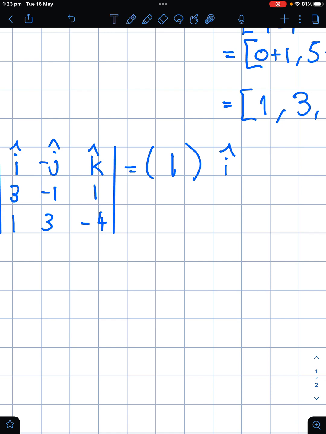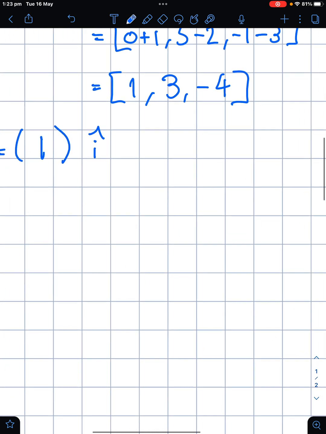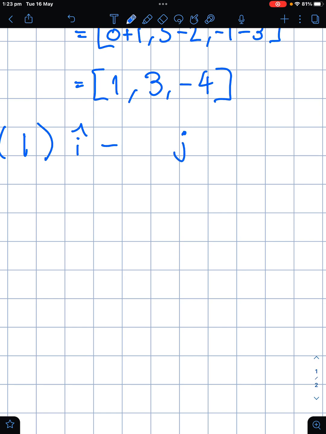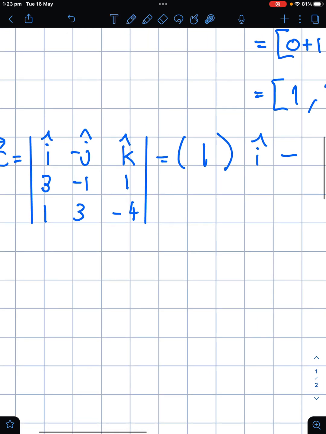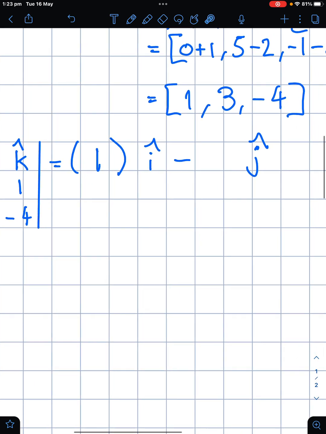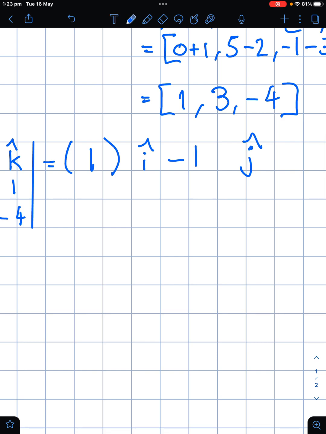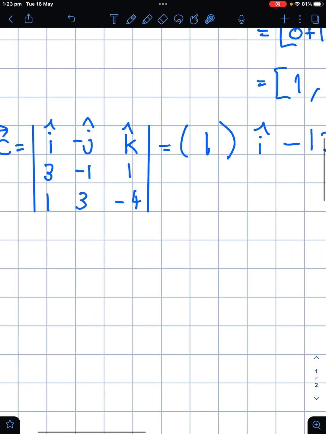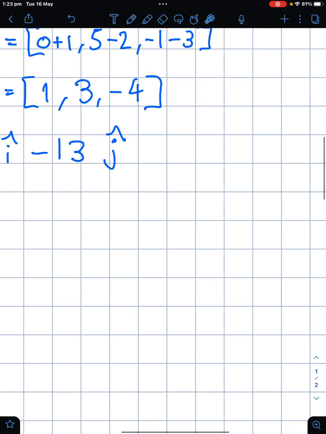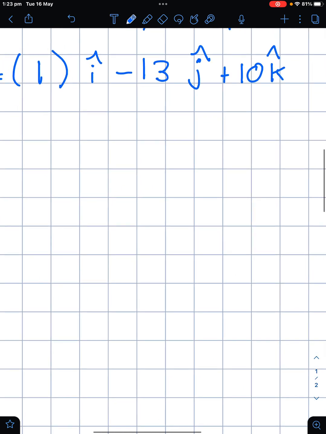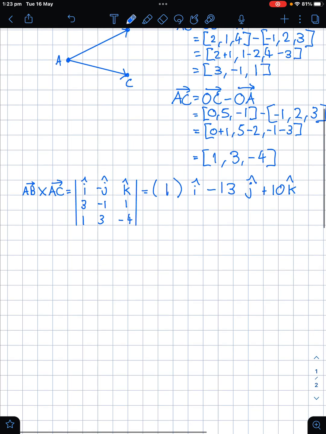This next one, when you do the J, so let's do minus J, and obviously the J is taken out, so 3 times -4 is -12, take 1 times 1, so -13. And then our final one here is K, so K takes out these here. 3 times 3 is 9, take -1 times 1, it's going to be 10, so plus 10. We should be getting better at using our graphics calculator at this time. So now we've got the cross product.